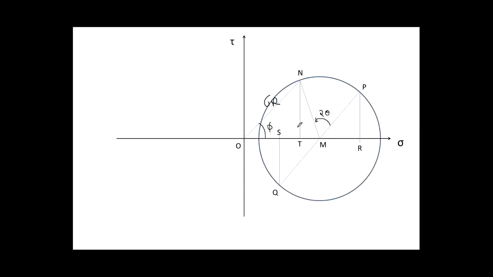It has two components, NT and OT. So NT becomes sigma T, that is the tangential stress, and OT becomes sigma N, on this plane at an angle of 30 degrees counterclockwise.